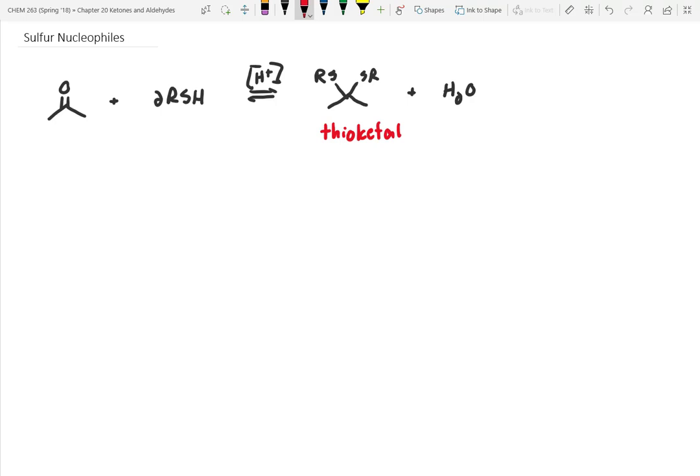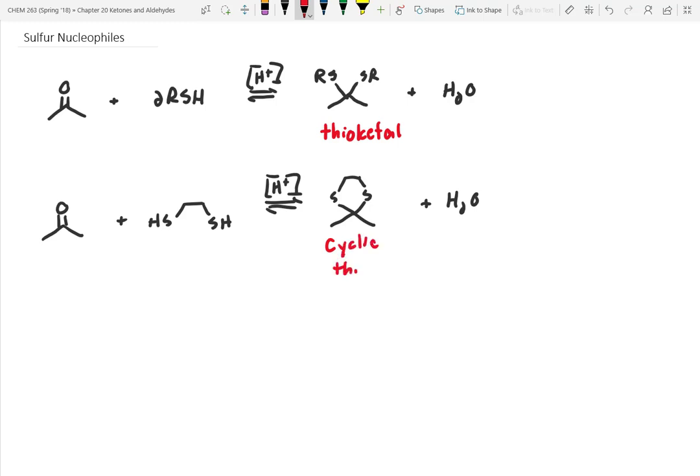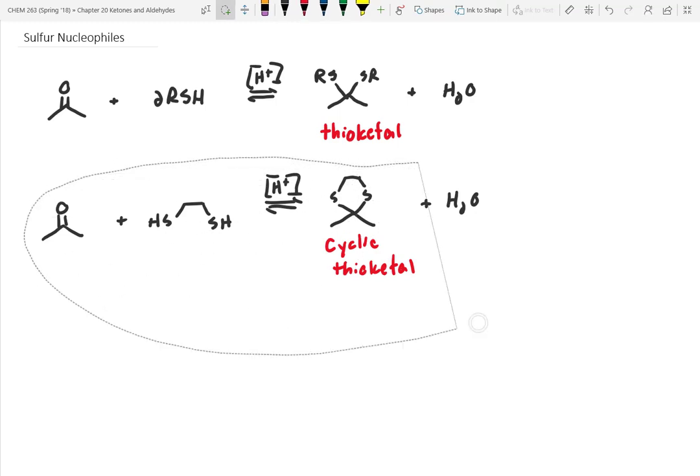These honestly aren't that popular, they're not that useful, but I will show you the variation that is useful. And that's where you have a ketone like this. And just like with the oxygen analog, you can end up forming a cyclic thioketal. It looks like that, and kick off water. Does that make sense? So it's completely analogous. We're actually not going to cover the full mechanism for this because it is exactly the same as with oxygen nucleophiles.